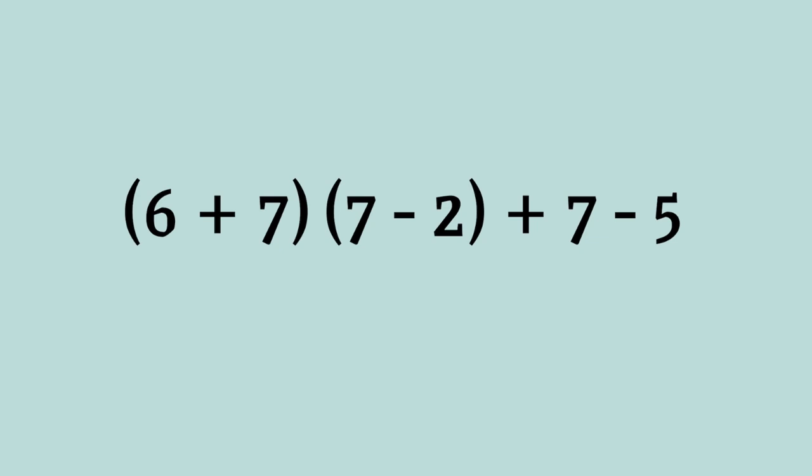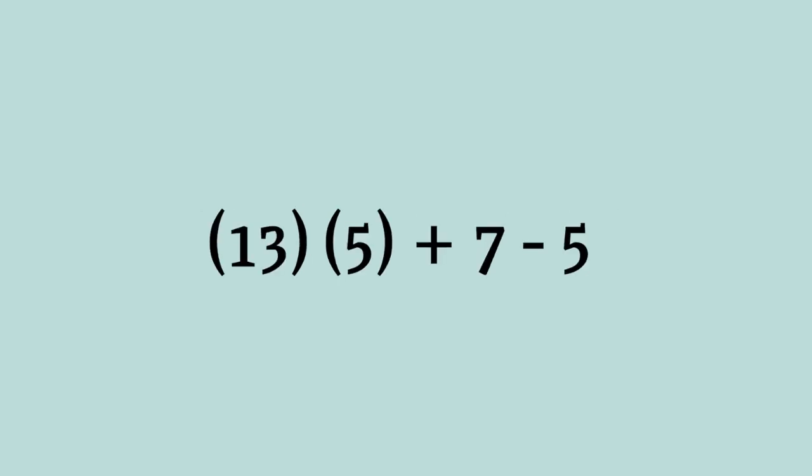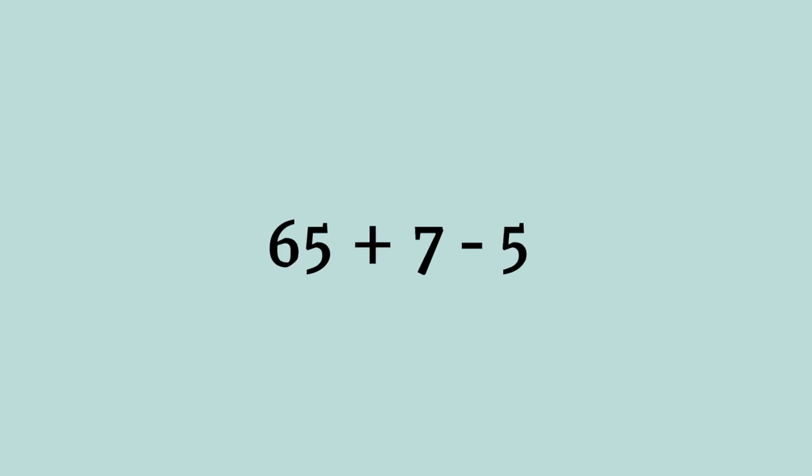First, you do the parentheses. 6 plus 7 is equal to 13, and 7 minus 2 is equal to 5. Now we have 13 times 5 plus 7 minus 5. Now, we use the multiplication. 13 times 5 is equal to 65. 65 plus 7 is 72. Then you subtract the 5 to get 67.